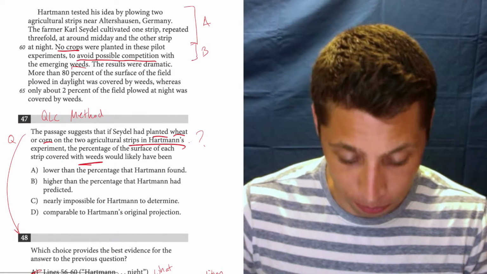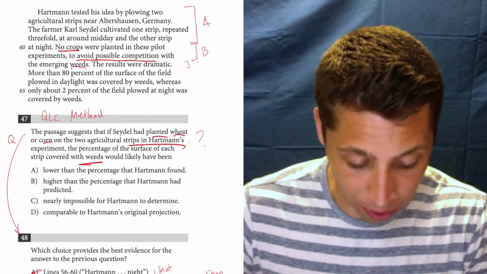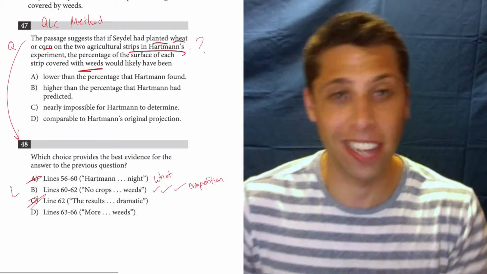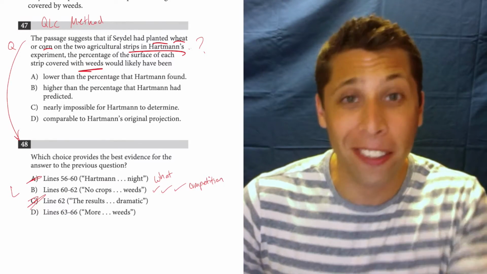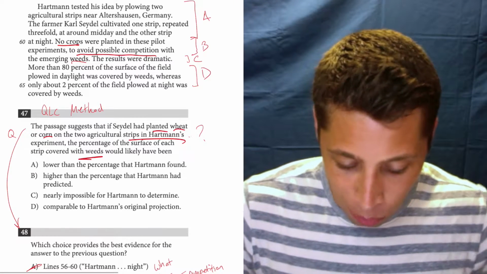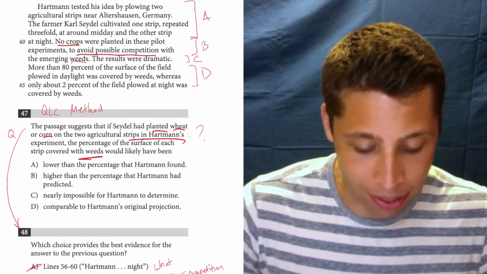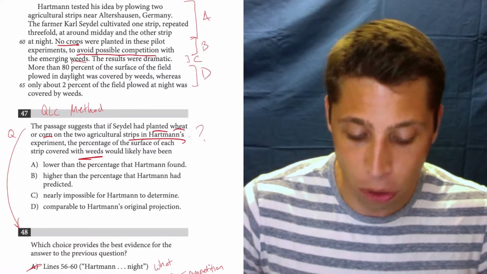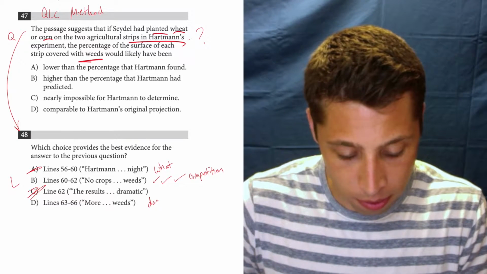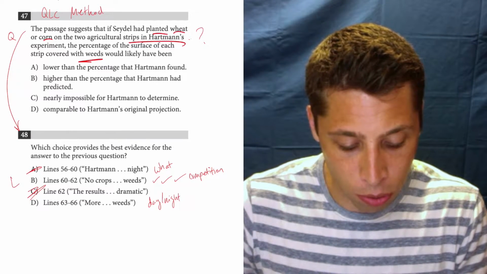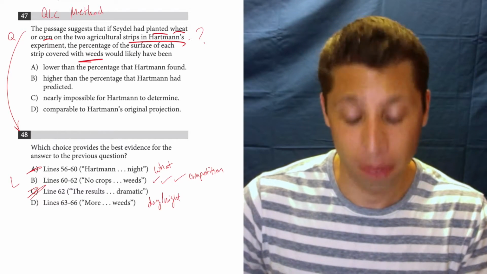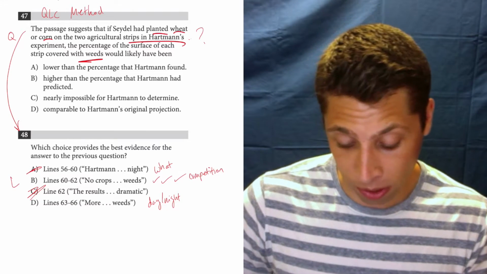Let's look at 62. The results were dramatic. Okay, who cares? That's not anything great. It's not a why. It's got to tell me why are they dramatic, if anything. So let's look at D. More than 80% of the surface of the field plowed in daylight was covered by weeds, whereas only about 2% of the field plowed at night was covered by weeds. So, okay, there's a day-night difference. Let's write that down. That might be related, because it has to do with the weeds and the fields, and it seems like a why. It seems like a result. So, cool. We got two choices, B and D.